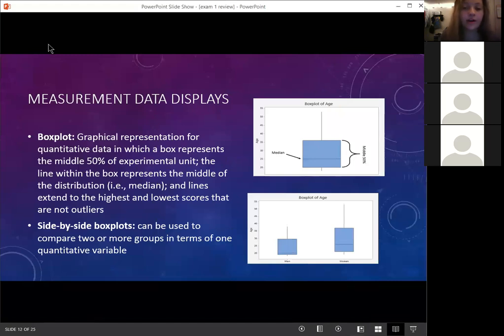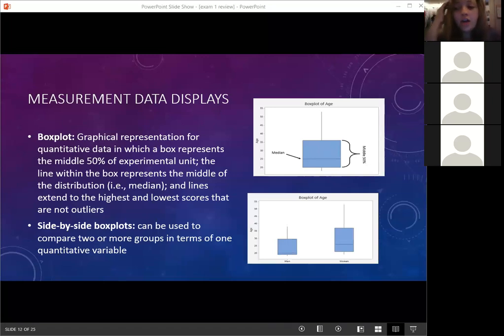Okay, so here are a few other measurement data displays. We do have a box plot, and side-by-side box plots are just two box plots beside each other. These are good for talking about our data as a whole and being able to look at the different percentages of it, because a box plot is always split up into 4 different parts. We have our middle 50%, and we always have our median in the center there.